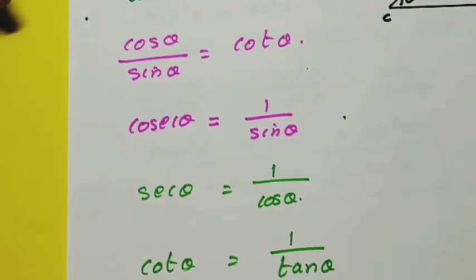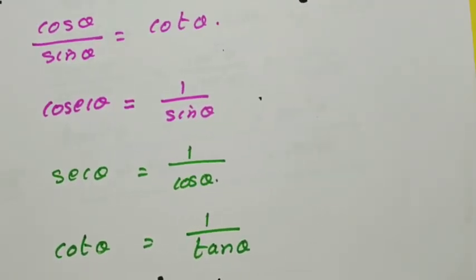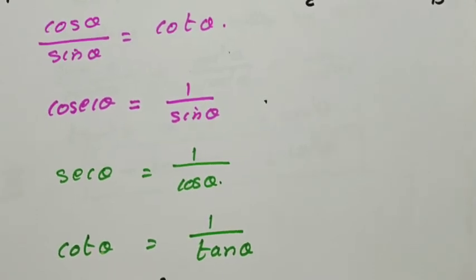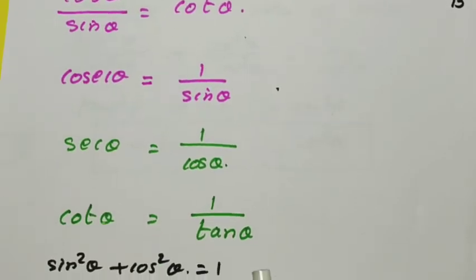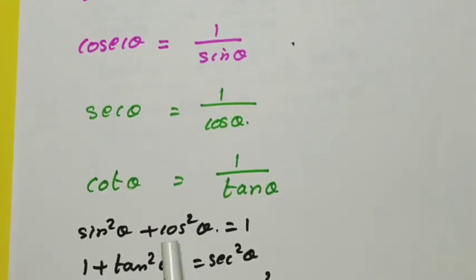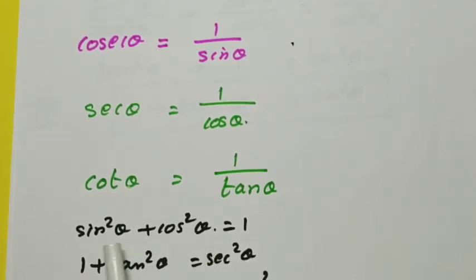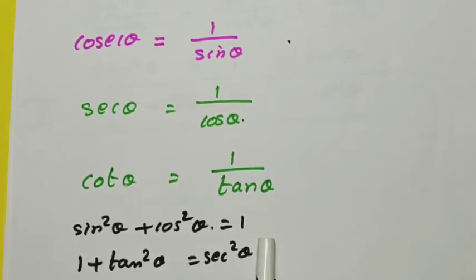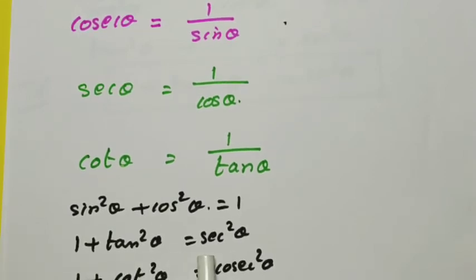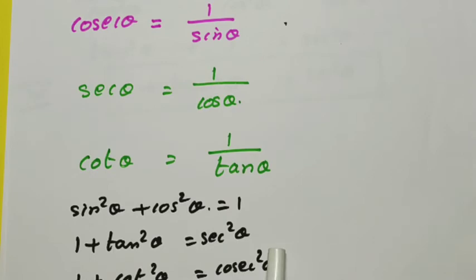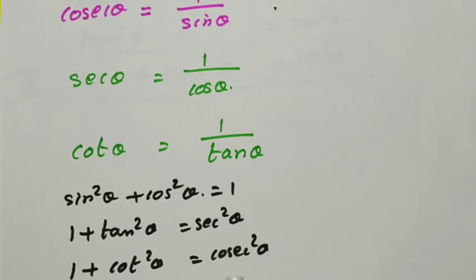Can you recollect the trigonometric identities? Just think, which are the trigonometric identities? I know that you have got it in your mind, right? The first one: sine square theta plus cos square theta is equal to 1. Then the second one is 1 plus tan square theta is equal to sec square theta. The third one, 1 plus cot square theta is equal to cosec square theta.